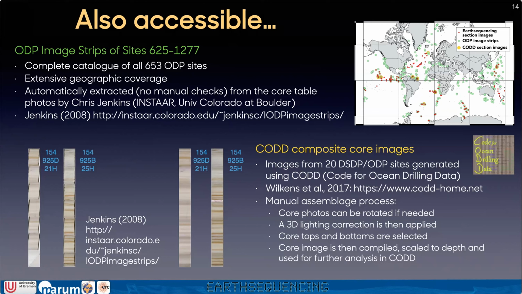Because they were automatically extracted, you do have this rotation issue, as you can see with the 2 examples on the left below. Additionally, sometimes the recognition couldn't distinguish between the core liner or the core box, so sometimes you get sections which are accidentally included as the core box.